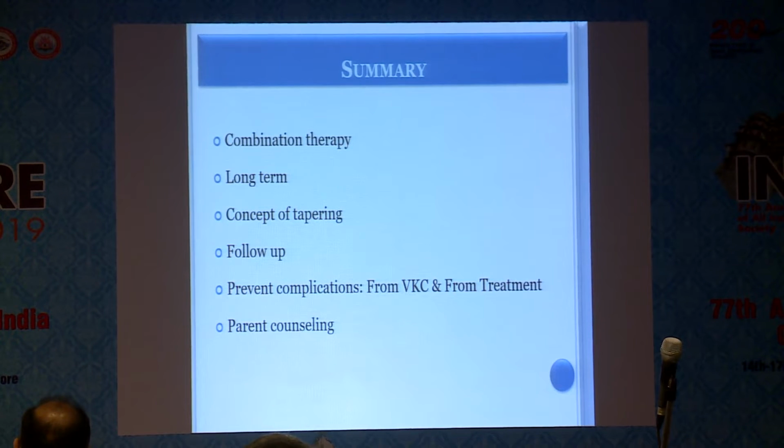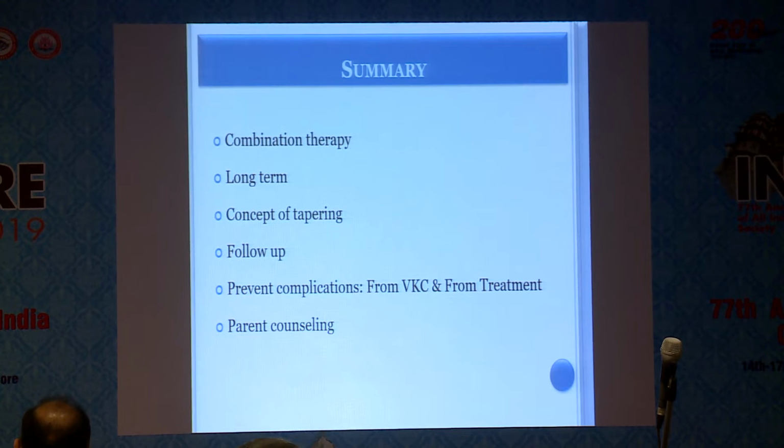So I would summarize by saying that VKC is a disorder when you require a combination therapy of all these drugs. Now, steroid is a mainstay initially to take care of the inflammation. But later on, cyclosporin is one drug which can be used for a year or maybe 2 years, and it works very well because it takes care of the surface inflammation, as well as it doesn't cause any complication locally in the eye as well as systemically.